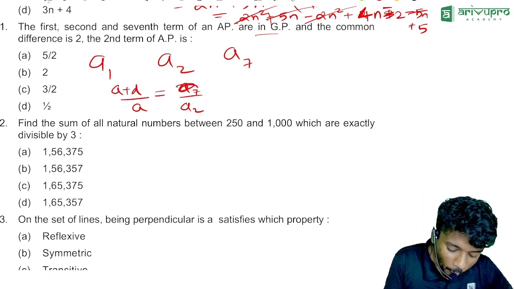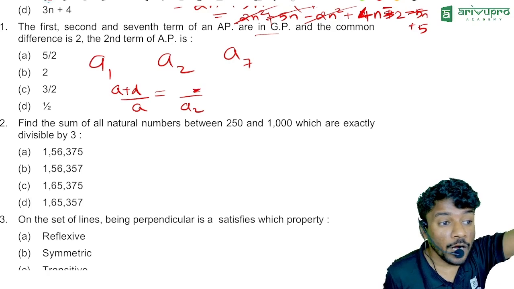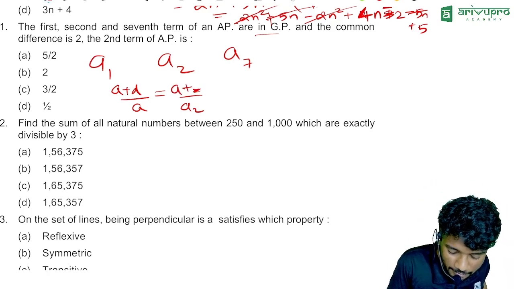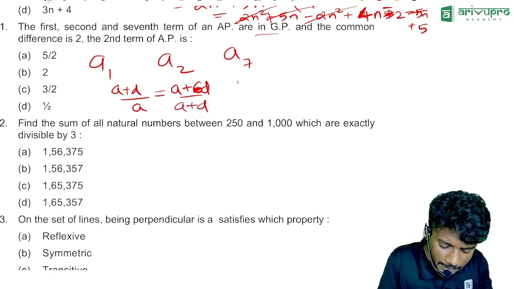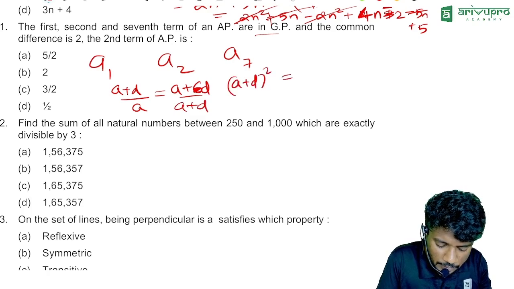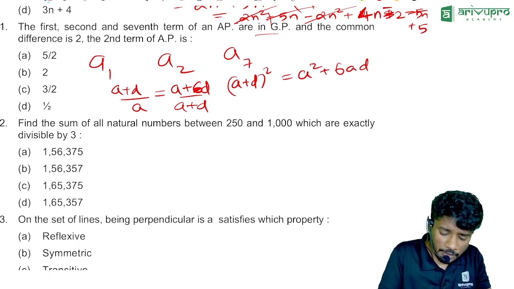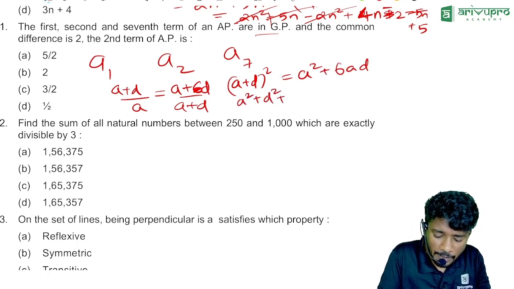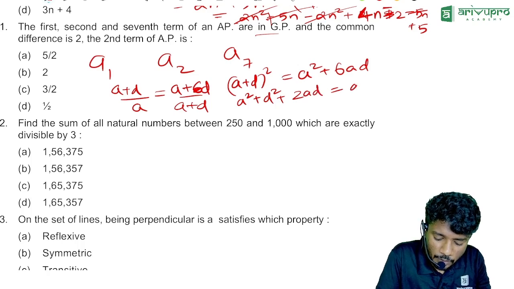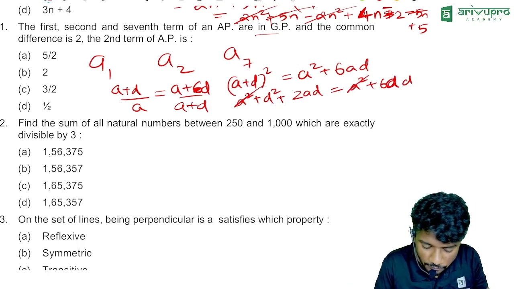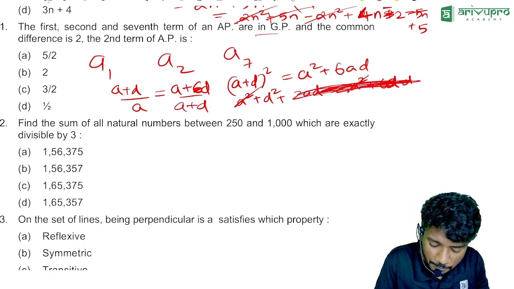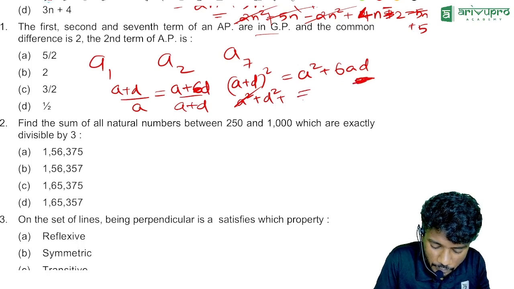What is A7? Do you remember? When I say A7, what will you say? A plus 6D. This is A plus D. Now cross multiply. It will become A plus D the whole square, which is equal to A square plus 6AD. A plus D the whole square is A square plus D square plus 2AD, which is equal to A square plus 6AD. So A square will get cancelled off. Then 2AD will go to the other side. It will become D square equal to 4AD.